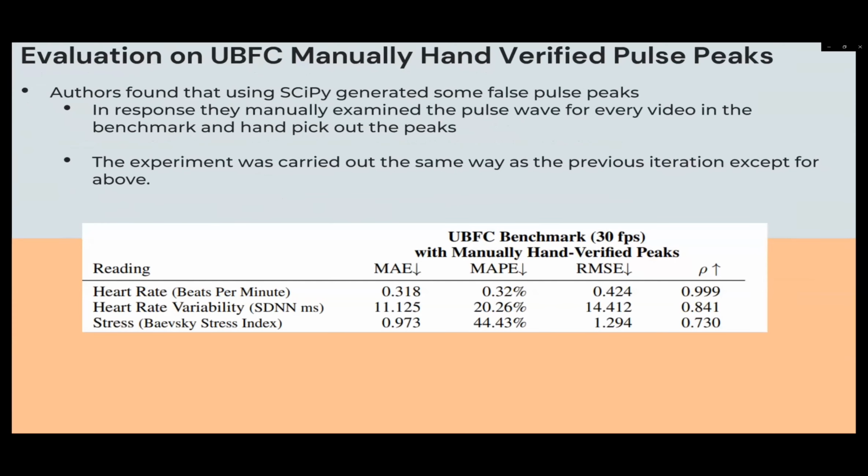The authors did actually have to redo the UBFC benchmark, and the difference this time was that they had to manually hand verify all the pulse peaks. This is because they used SciPy for the last one, and what happened when they used SciPy was that it generated some false pulse peaks that didn't actually occur there. So in response to figuring this out, they had to go in and manually check every peak with this benchmark to ensure that it was actually a correct peak. As you can see on the bottom, in this image, the results do differ from the original UBFC benchmark. However, the Pearson correlation is still very high, and it didn't differ too drastically.